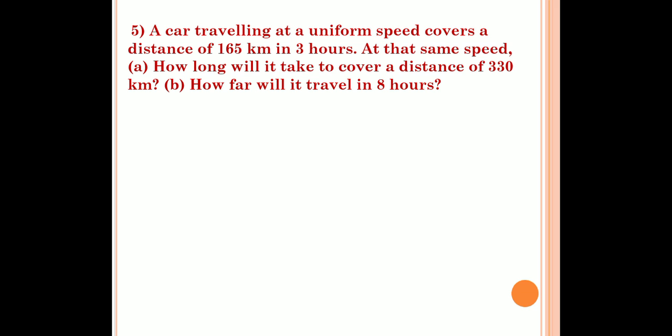Now the fifth one: a car traveling at a uniform speed covers a distance of 165 kilometers in 3 hours. At that speed, how long will it take to cover a distance of 330 kilometers, and how far will it travel in 8 hours? Now, with the help of the question, let us solve the sum. First thing is, when there is always about speed and distance and time and all that, you have to use the formula, that is speed is equal to distance upon time.